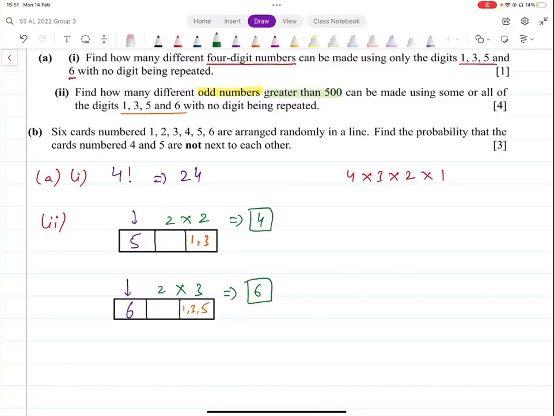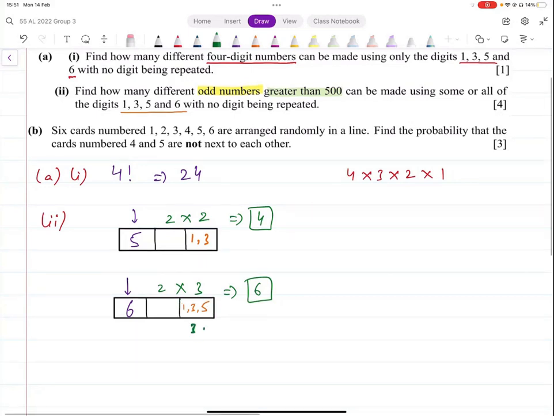Sir, can we also say that it's also 2C1 in the middle box? Yes, so out of 2, you're choosing 1. Yes, you could say that. And the last one, you could say this is 3C1. So you can say this is 3C1, this is 2C1. Basically, 2 mein se ek choose kar rahe hain, yahan pe 3 mein se ek choose kar rahe hain. So you could think of it like that, yes. Is that all right?